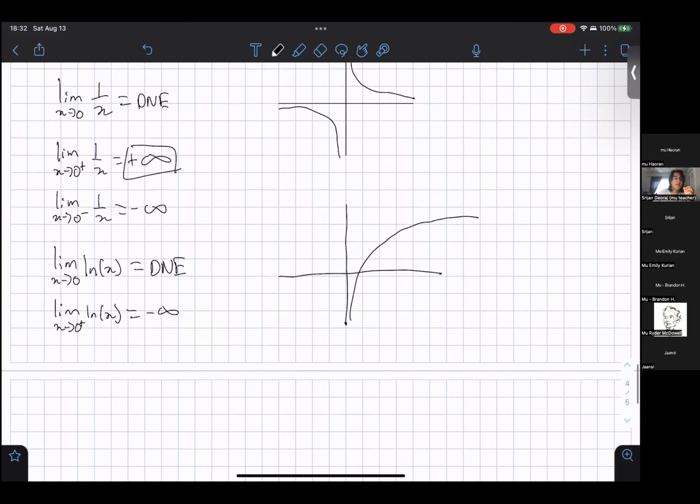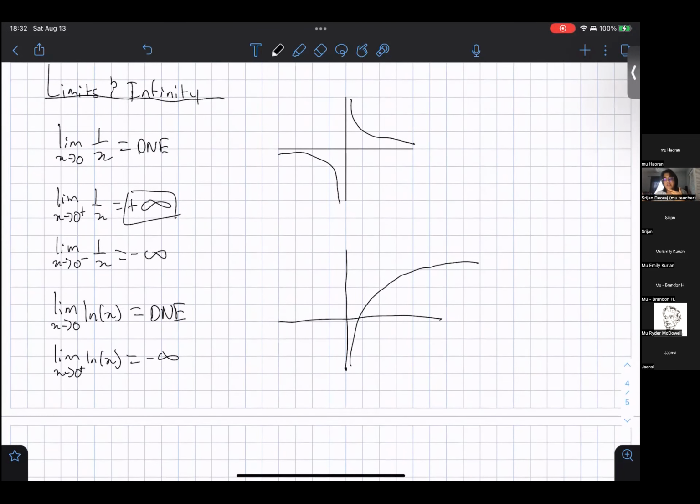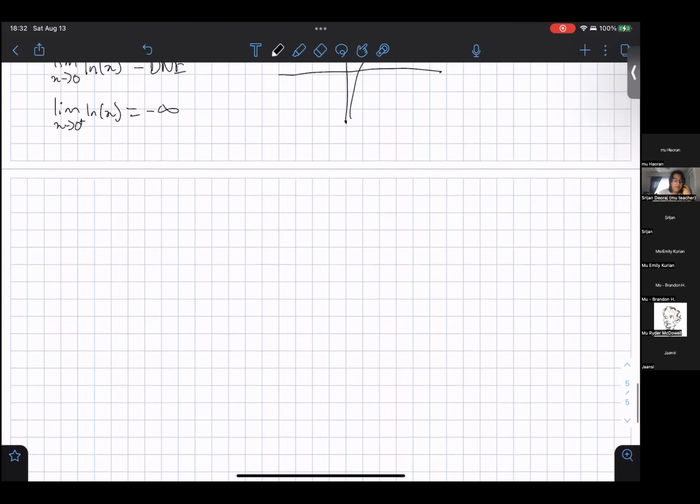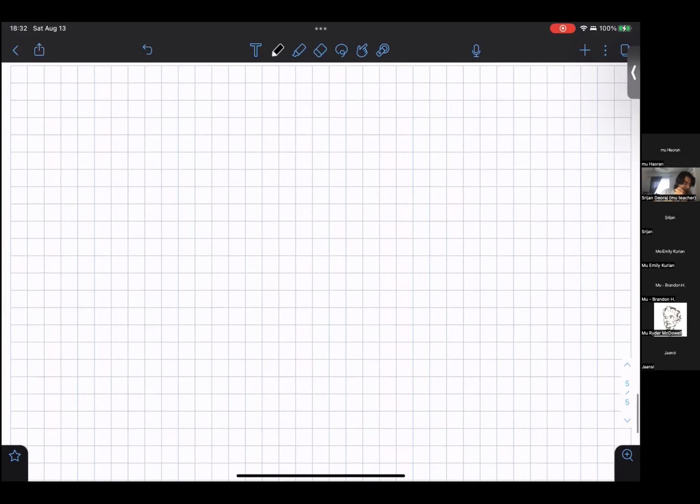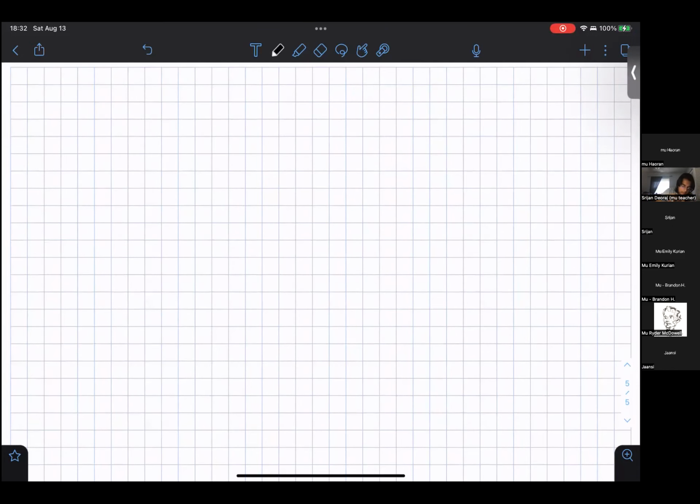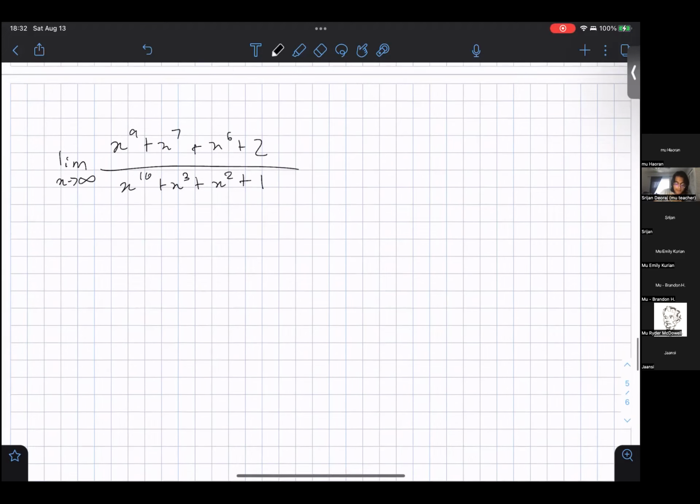Now we want to see what happens if our x value approaches infinity. And so maybe you guys have already seen asymptotes in algebra 2 and pre-calc, but this time we're going to go into that, and then we're going to try to generalize that to functions that aren't necessarily polynomials. So let's consider the function x to the 9th plus x to the 7th plus x to the 6th plus 2 over x to the 10th plus x cubed plus x squared plus 1, and the limit as x approaches infinity.